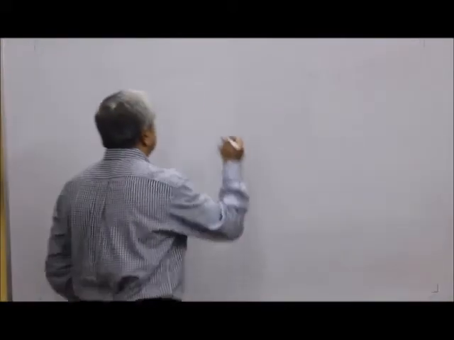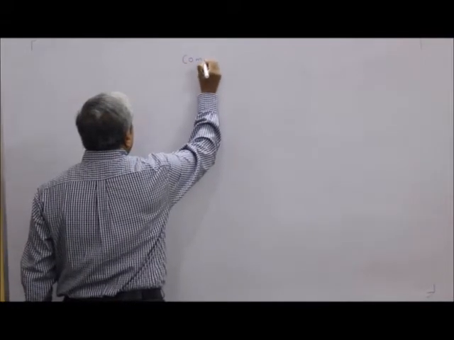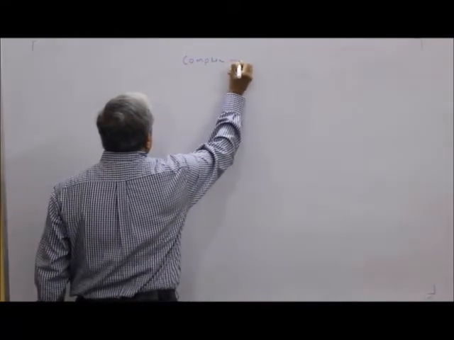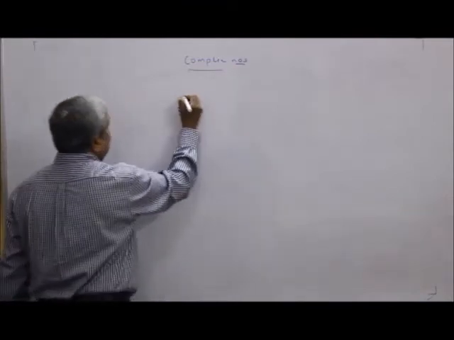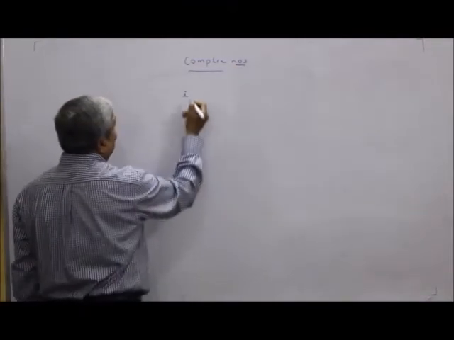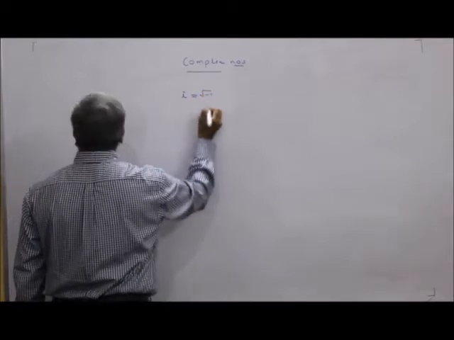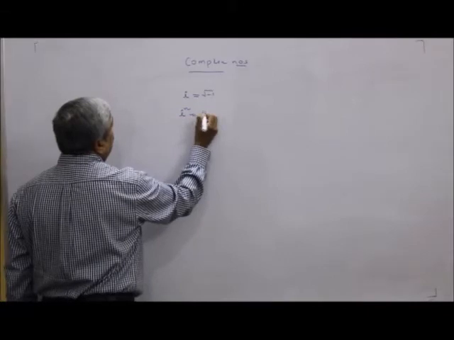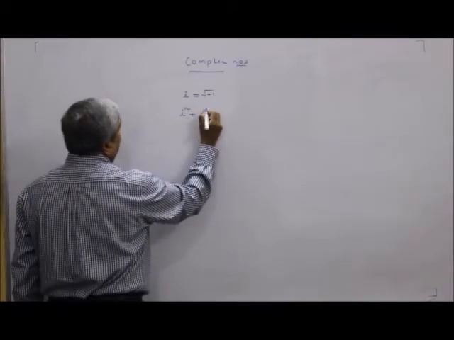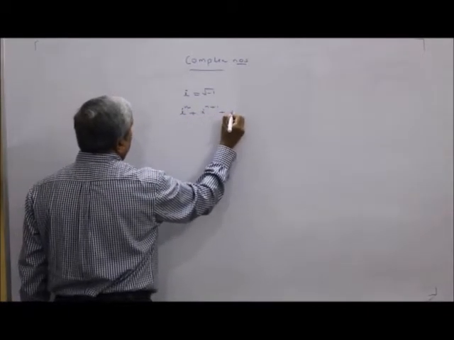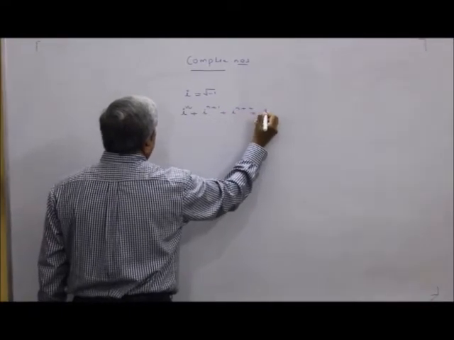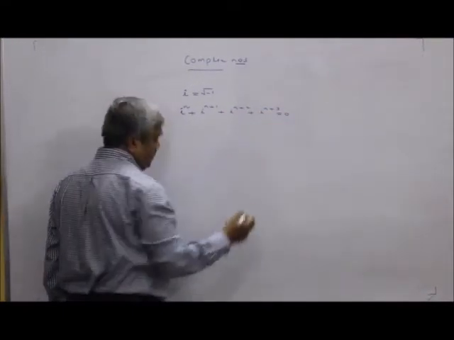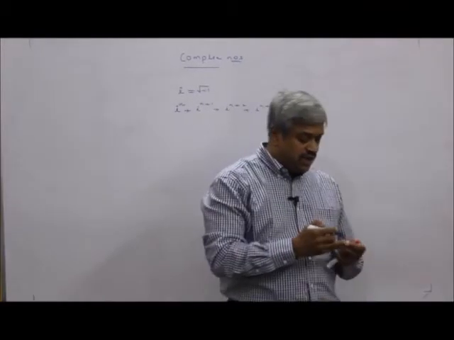Now I am going to teach you something about complex numbers, small techniques about complex numbers. As you are all aware, i is the square root of minus 1. So if you have an expression of the form i to the power of n, i to the power of n plus 1, i to the power of n plus 2, i to the power of n plus 3, which can always be written as 0.